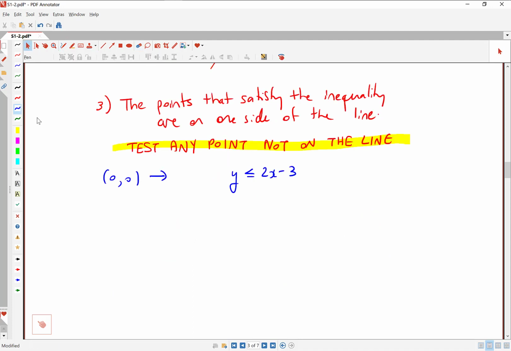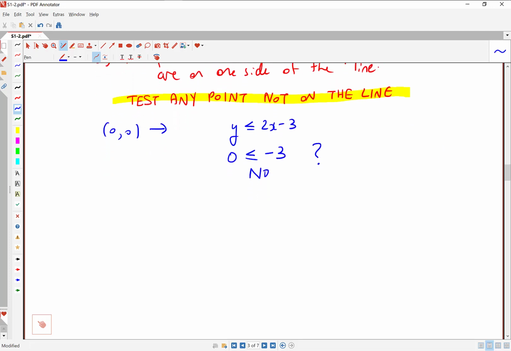Okay, so let's plug 0, 0 into our inequality. In other words, we're subbing x equals 0 and y equals 0 into the inequality, and we're asking, does this make the inequality true or false? So y is 0 and x is 0, so the right side reads -3. So is 0 less than or equal to -3? No, it's not. So that tells us how to graph our inequality.